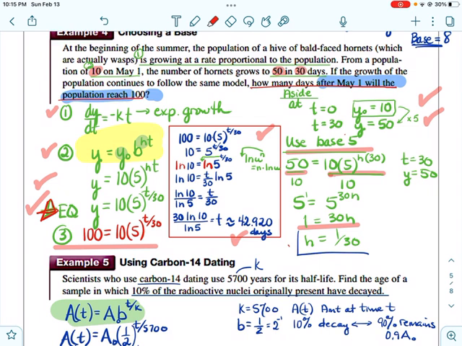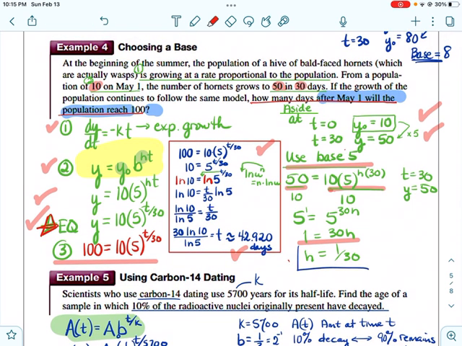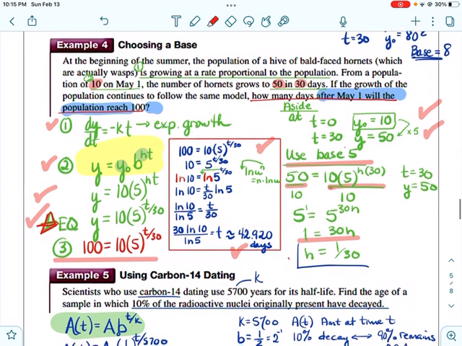In 42.920 days, the population will reach 100. So that is the answer to that question. You can see that we didn't have to use a base e. We chose to use 5 as the base because it made our computations easier.